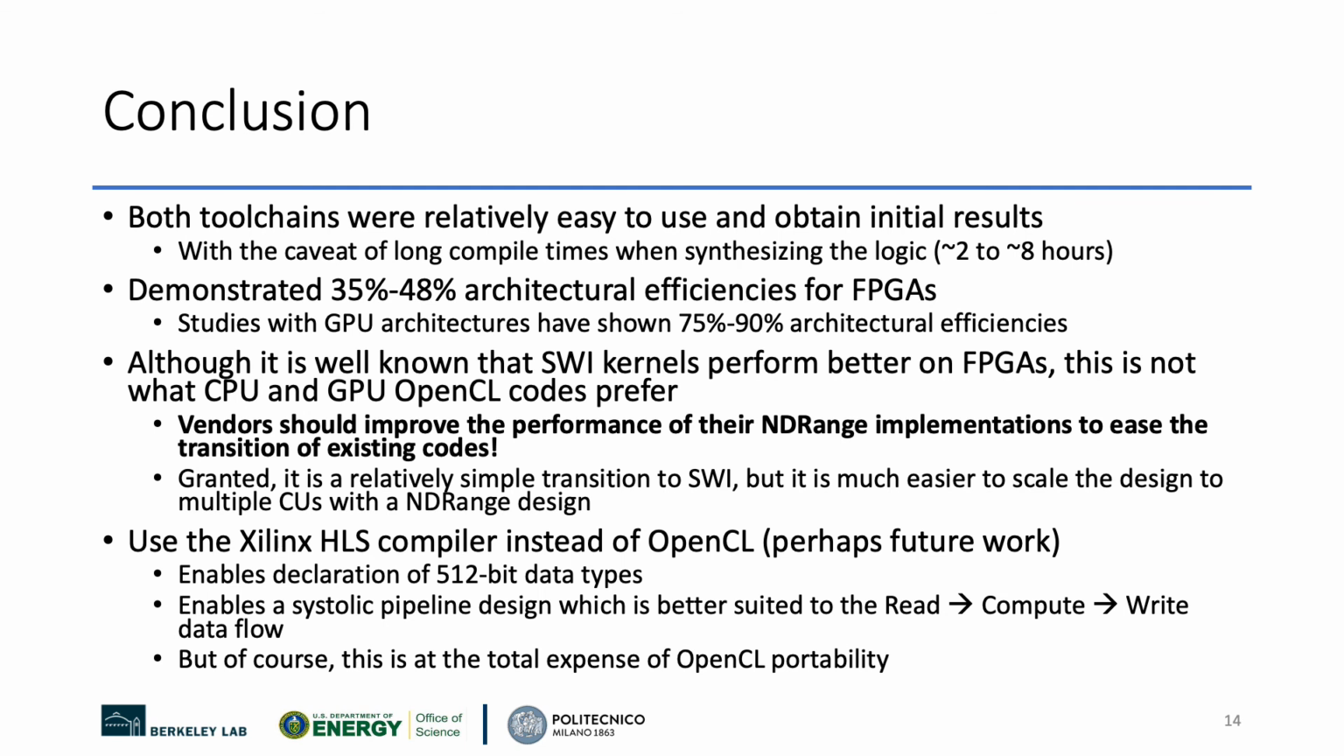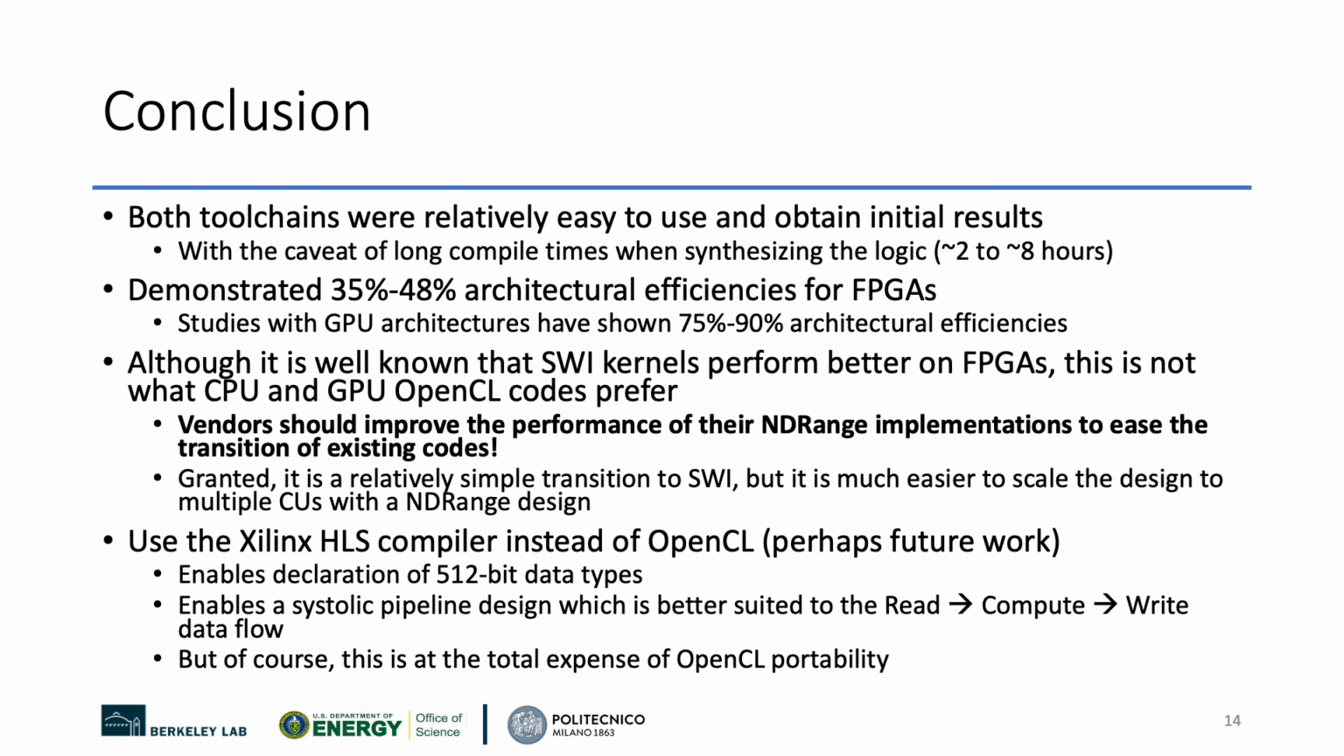Although it is well known that SWI kernels perform better, this is not how OpenCL code is written for CPUs and GPUs. It is highly desirable that vendors improve their NDRange implementations to ease the transition of existing codes. This also makes it much easier to scale the design to multiple compute units without adding extra host-side code to manage multiple queues for multiple SWI kernels.